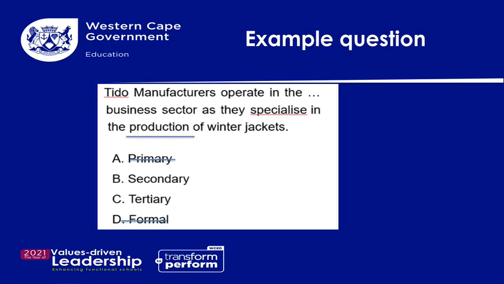Yeah, that's registered businesses. So that is definitely not there. So now it leaves us between secondary and tertiary, and now I can figure out the one is production. Tertiary doesn't produce, they deliver services, so I now definitely know that the answer is B, which is secondary.